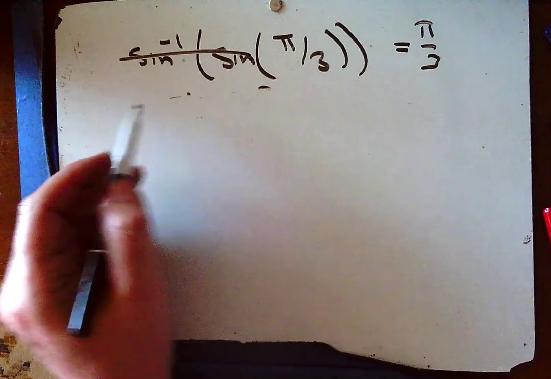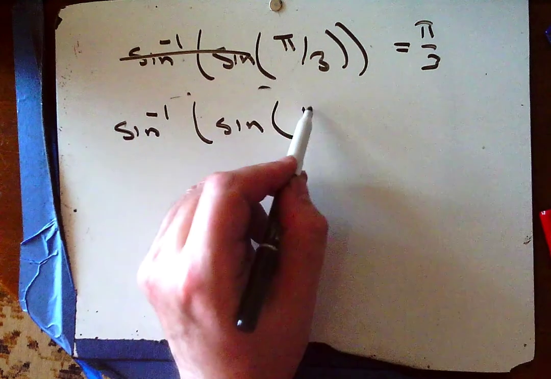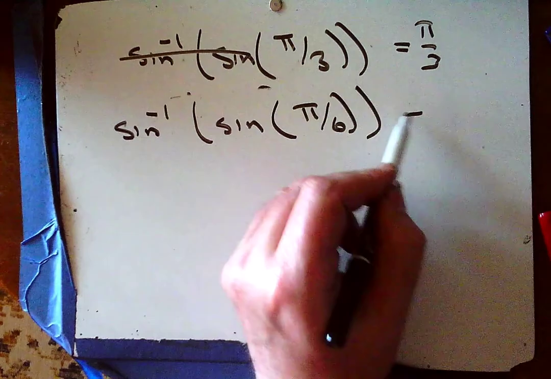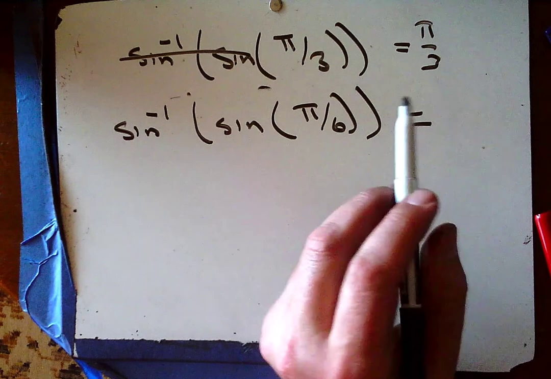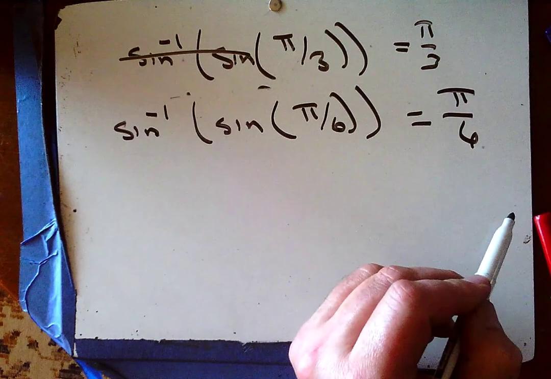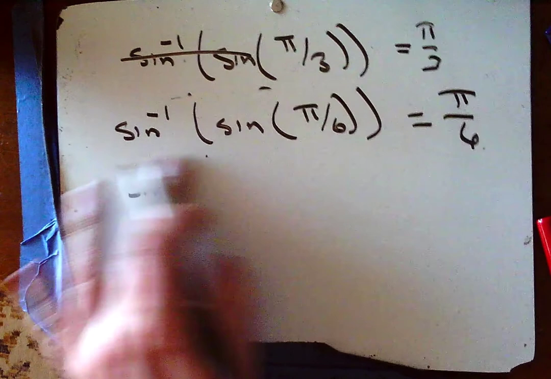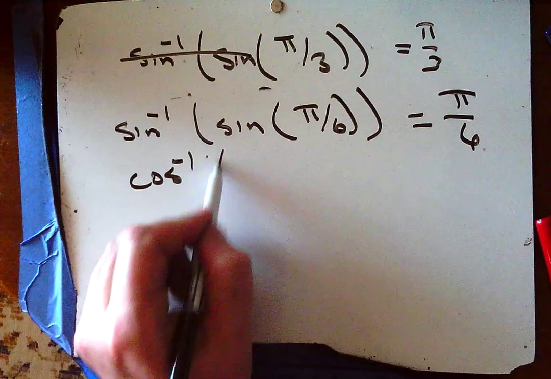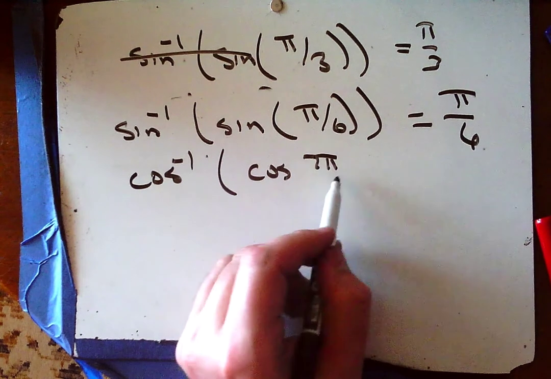Okay, so how about sine inverse of sine of pi over 6? And that's pi over 6. Oh no, we moved on to cosine. Cosine inverse of cosine of 7 pi over 6.